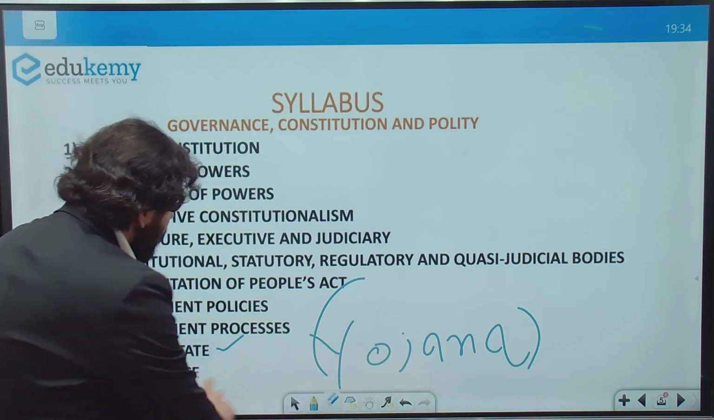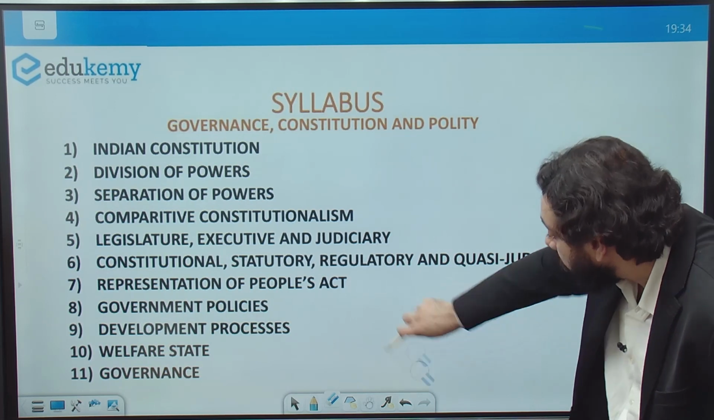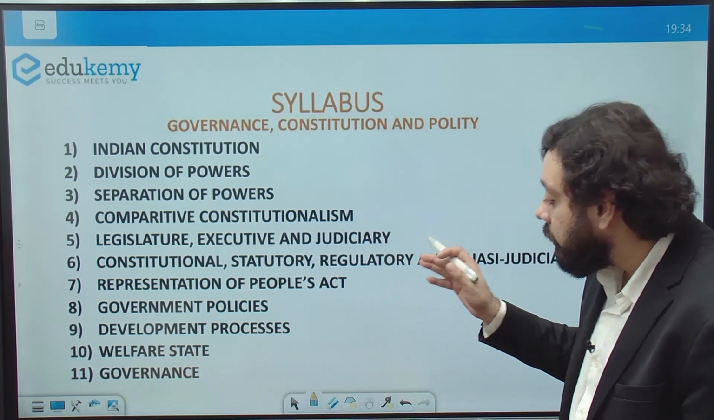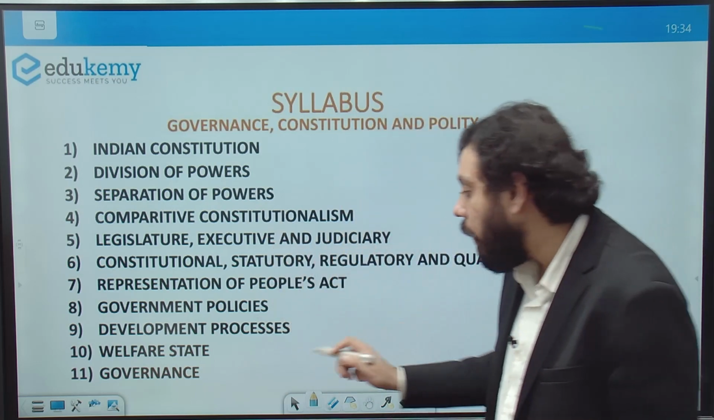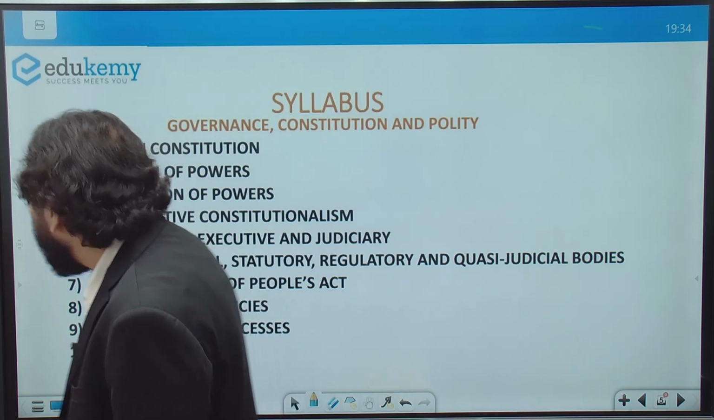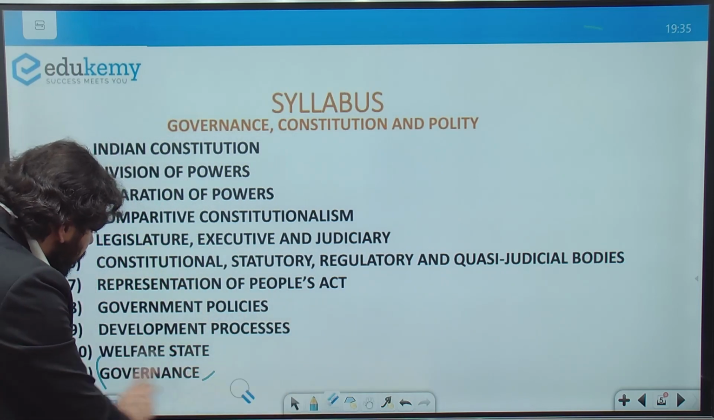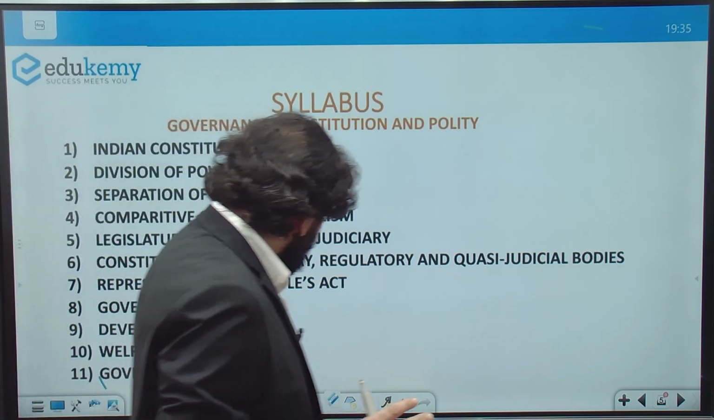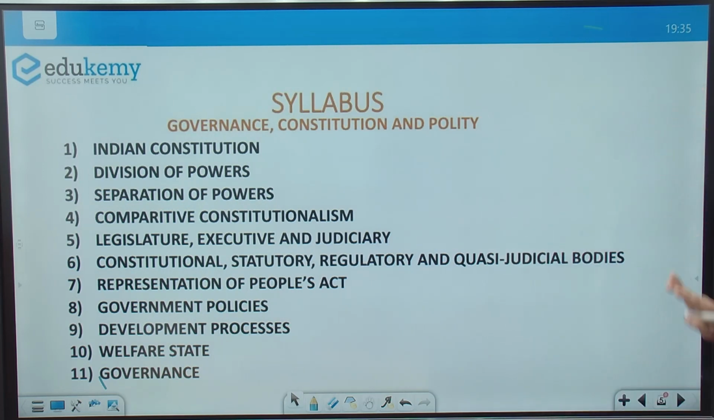And last but not the least, and a very important topic, is the topic of governance. Now, in governance, you have the questions which are relating to, let's say, e-governance, citizens charter, accountability, transparency. All of this is going to be a part of the last and final point in the polity paper, which is governance. So you can take a look at these 11 elements as a very, very brief summary of what are the possible headings that can be given to all the syllabus in governance, constitution, and polity.